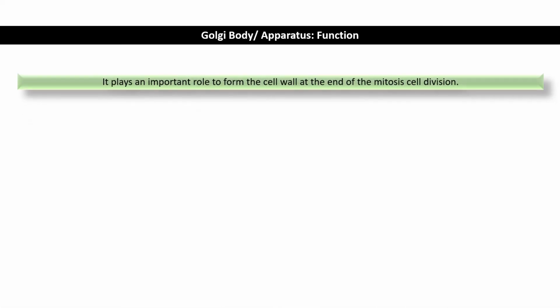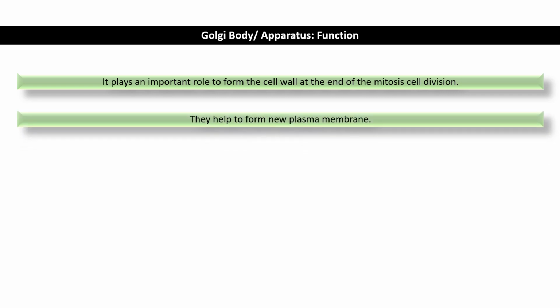Now, the function of the Golgi apparatus or body. It plays an important role in forming the cell wall at the end of mitosis cell division. Like I said, the cell wall is present only in plant cells, not in animal cells. The next function is that they help to form a new plasma membrane. This is the function in animal cells, that they form the new plasma membrane, whereas in plant cells they form the cell wall.